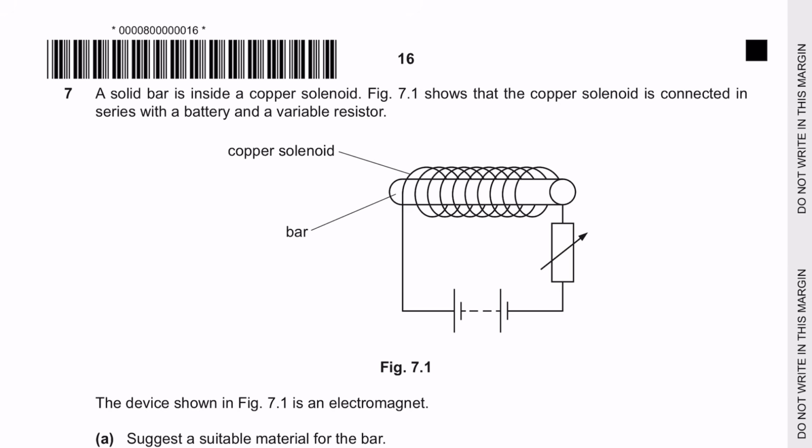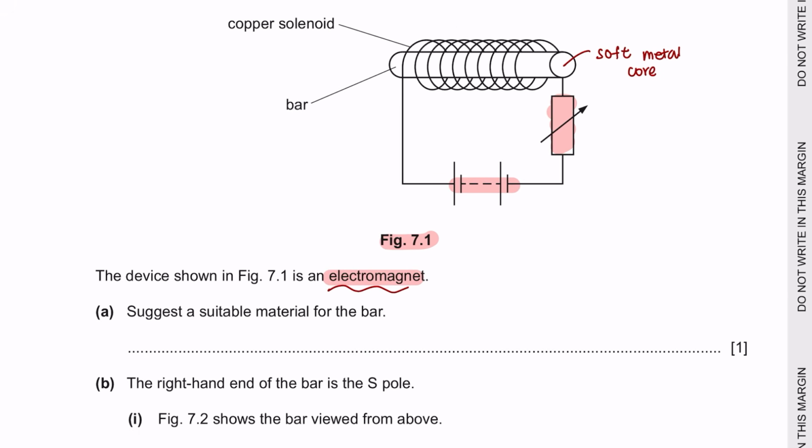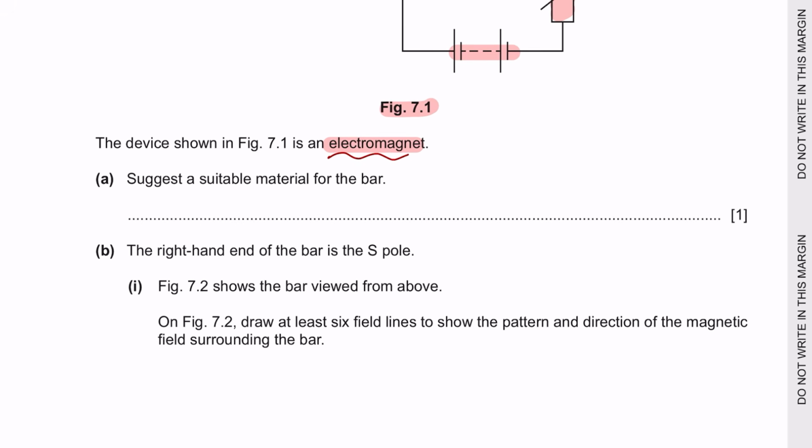Next, question 7. A solid bar is inside a copper solenoid. Figure 7.1 shows that the copper solenoid is connected in series with the battery and a variable resistor. The device shown in figure 7.1 is an electromagnet. Remember that a simple electromagnet is made by coiling wire around a soft metal core. Question A: suggest a suitable material for the bar. A suitable material would be soft iron, as it is a temporary magnet and it can lose magnetism easily.